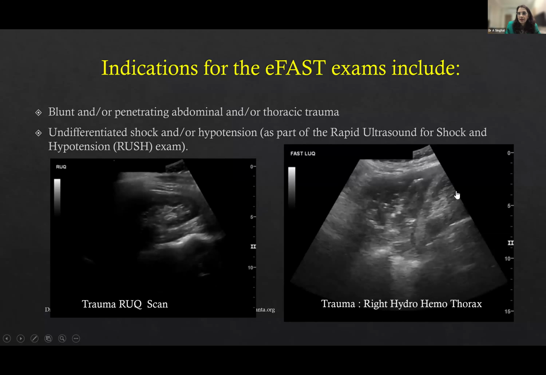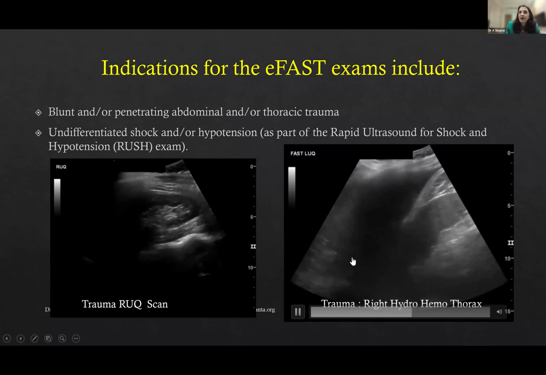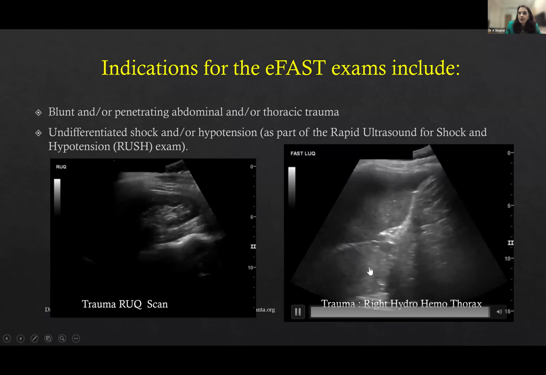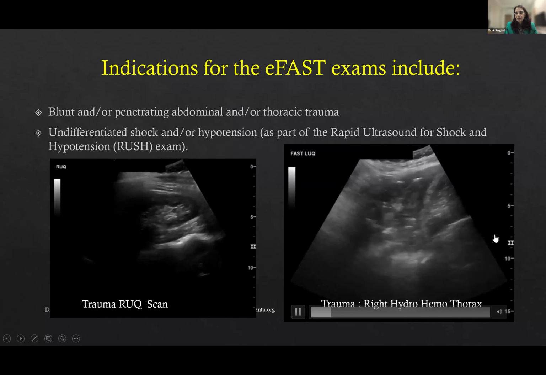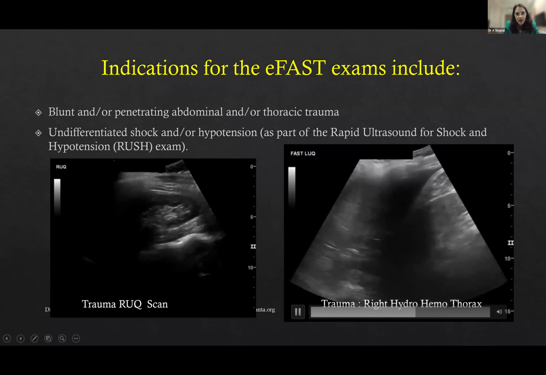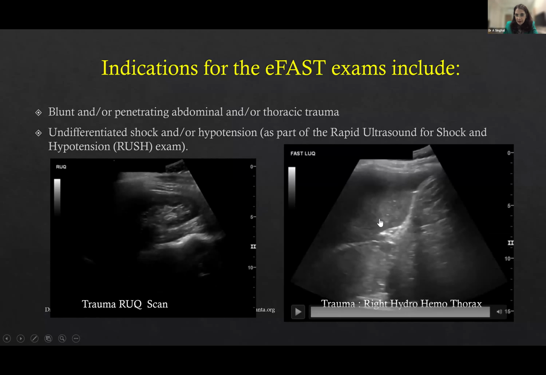Now here there's another case where you have trauma, you have fluid, and you have echoes in the pleural space. So this is a right hydrohemothorax, there's hematoma, there's fluid.